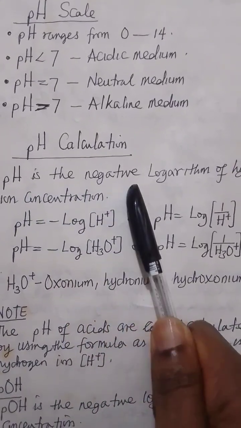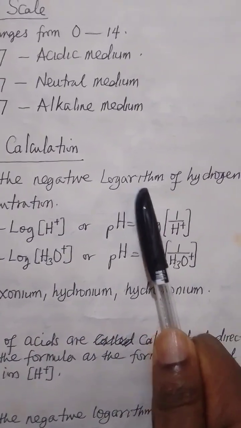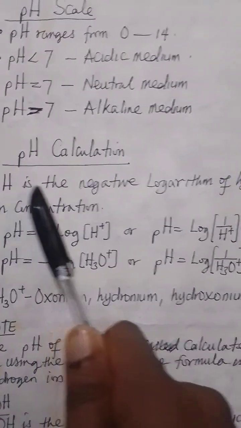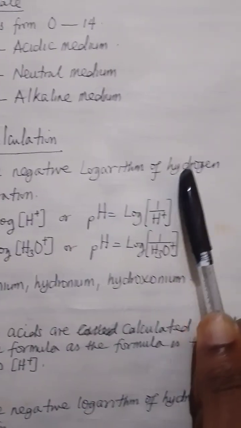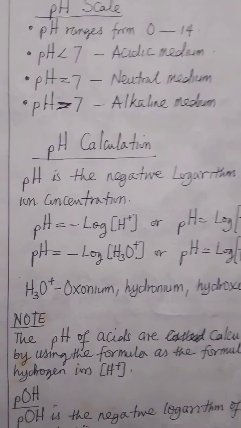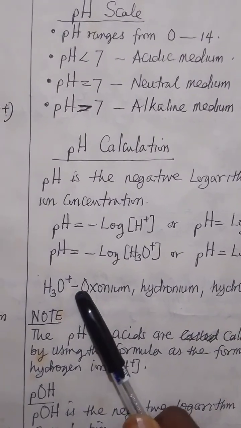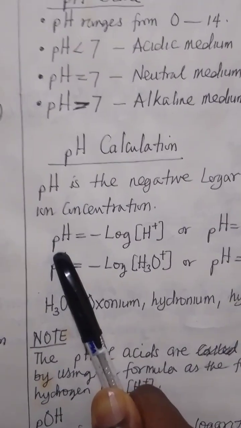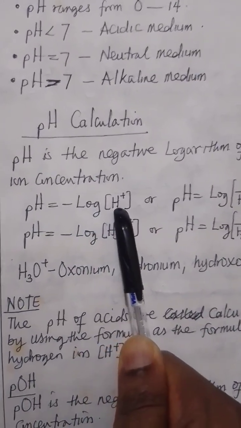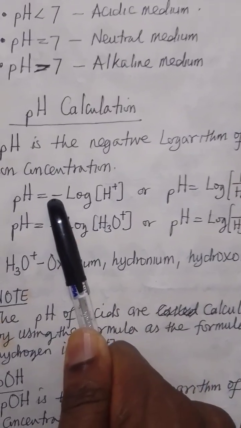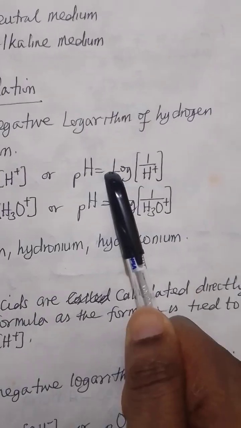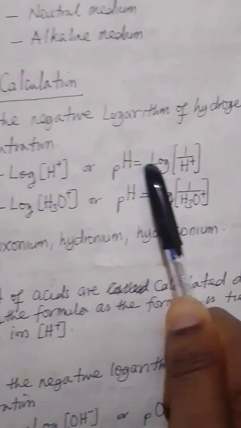pH is the negative logarithm of hydrogen ion concentration. The formula for pH is negative log of hydrogen ion concentration. If you don't want to put a minus sign there, you could also write it like this. That means the minus is no more there.